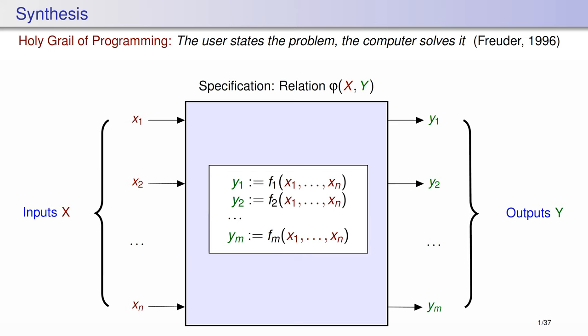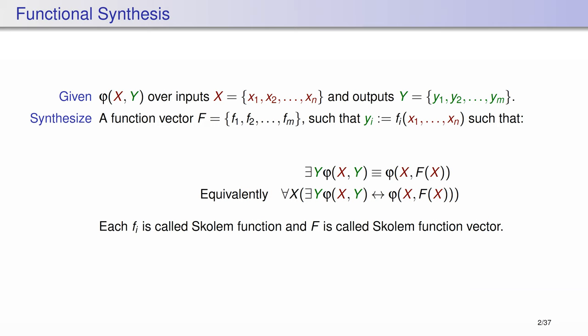So let me give a formal definition of this problem. Essentially you have a Boolean propositional formula, which suffices for most of the systems that we are often interested in. For example, the circuits that we design, you can specify in some high-level language, and eventually it gets down to Boolean logic. So this is the formula given to us, and we would like to synthesize functions for each of the output variables.